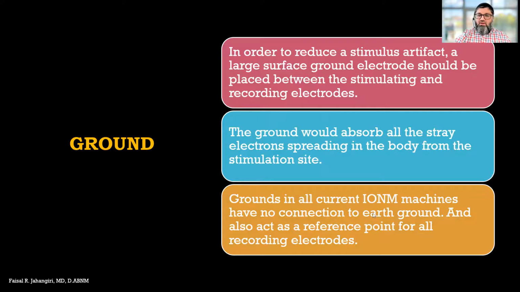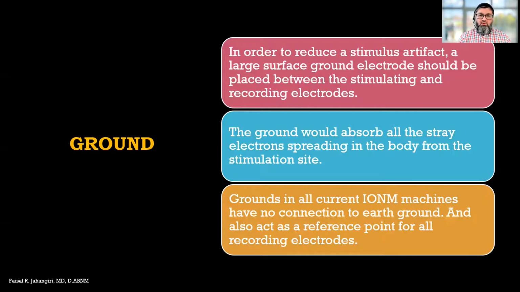Ground in all current IO machines has no connection to earth ground and also acts as the reference point for all recording electrodes. On an old machine, placing two grounds was riskier, because when you place two isolated grounds, there's a difference in potential between the two. Any ground will have a charge, a potential on it. So if you have two grounds and the potential is different, it will cause current flow, and that is known as a ground loop, which can be very dangerous to the patient if the current passes through the heart or vital structures.